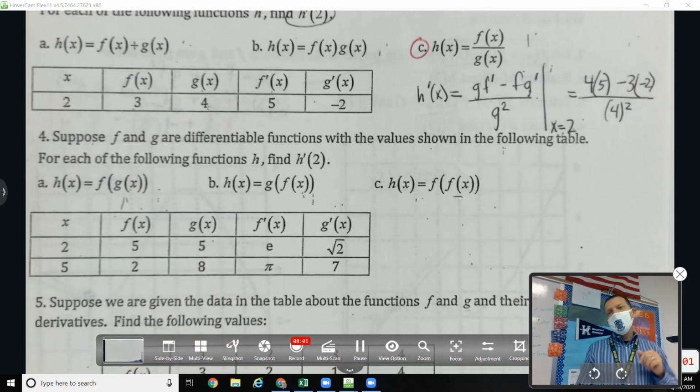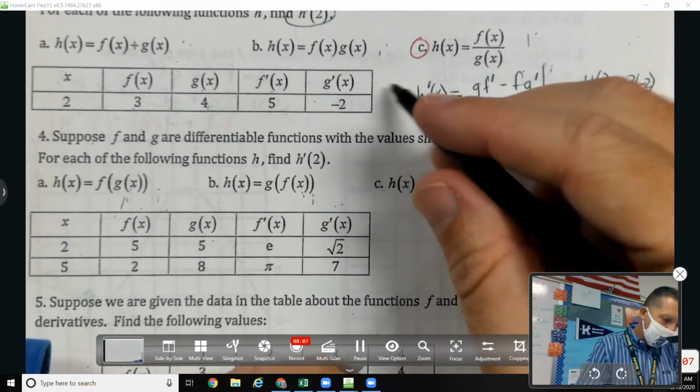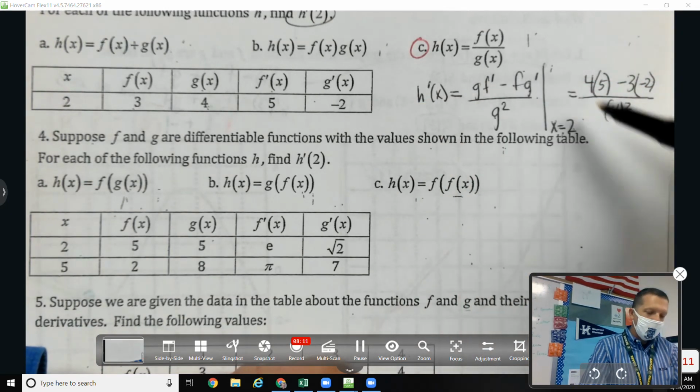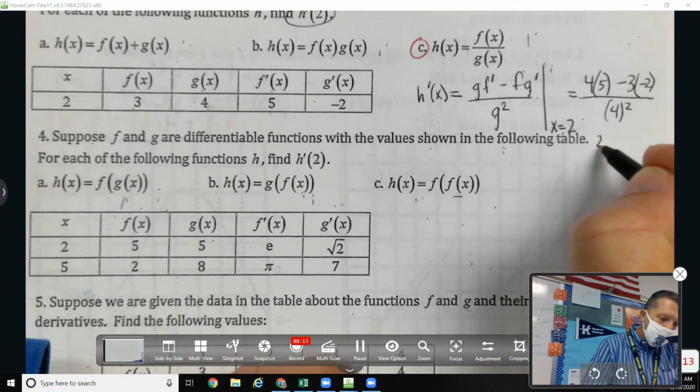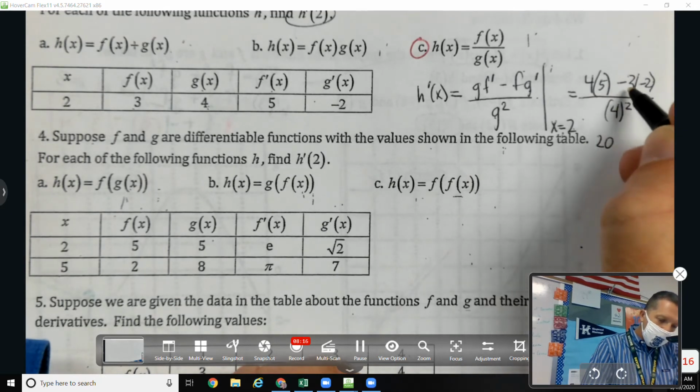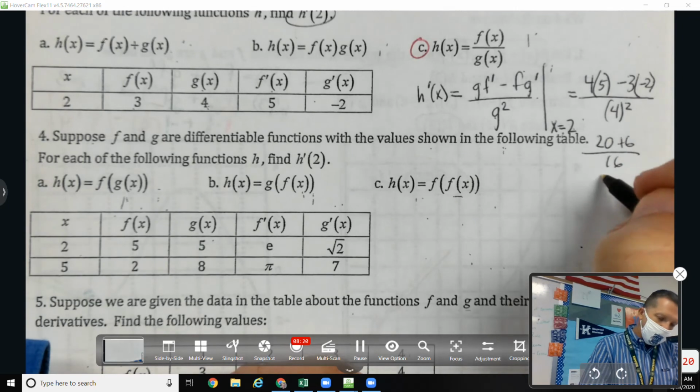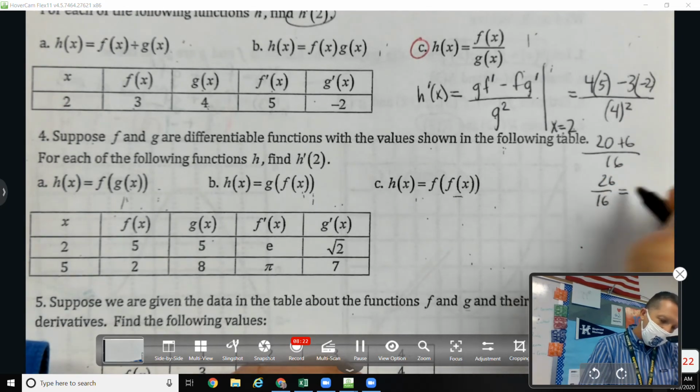And you could stop there if it was a free response question and be done, because the rest is algebra stuff. A simple, I don't know if that's simple, but a straightforward question like that is probably multiple choice. So let's clean this up a little bit. 20 plus 6 over 16 would be 26 over 16. That will reduce to 13 over 8.